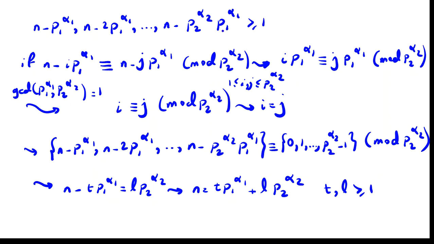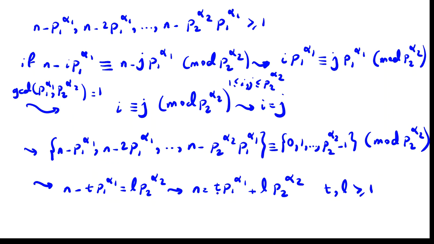Now we can say these p2^α2 numbers mod p2^α2 would be 0, 1 to p2^α2 minus 1. So one of them is a multiple of p2^α2, that is 0. So n minus, for example, t·p1^α1 is l·p2^α2. And we know all of them are positive integers here, we said. So n is t·p1^α1 plus l·p2^α2, where t and l are greater than or equal to 1.